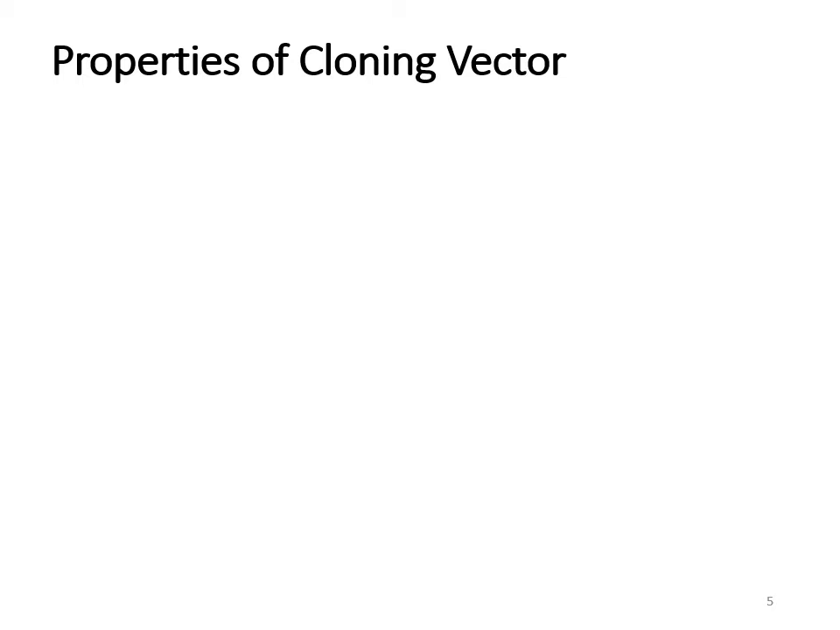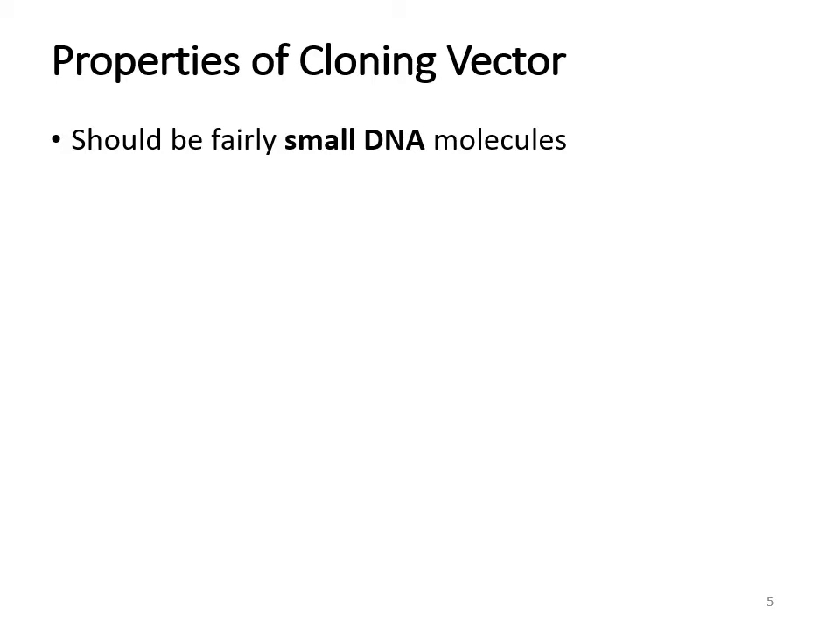Now, this is something that you may have seen or remembered from lab, okay? When we talk about cloning vectors, there are four main qualities that a cloning vector or plasmid should have in order to be valuable for genetic engineering or transformation, okay? The first one is that the plasmid should be fairly small.